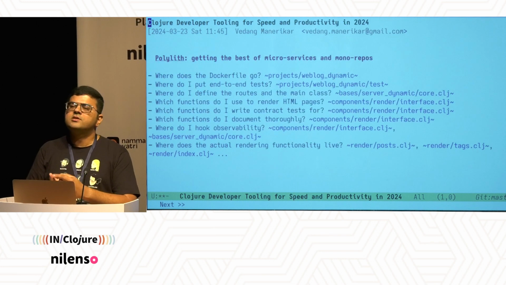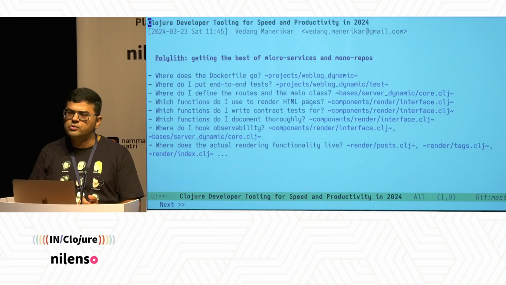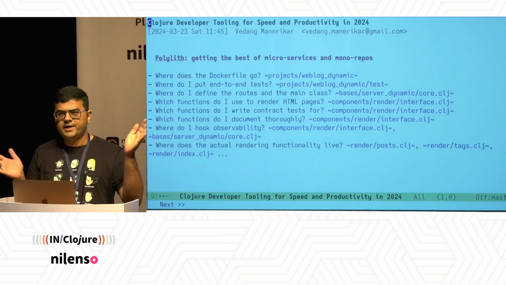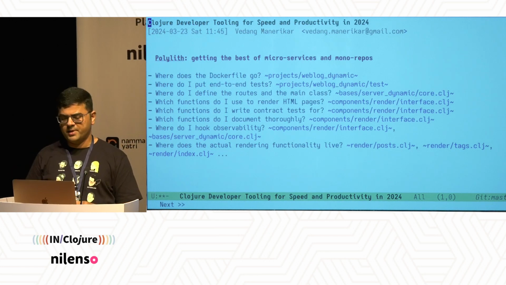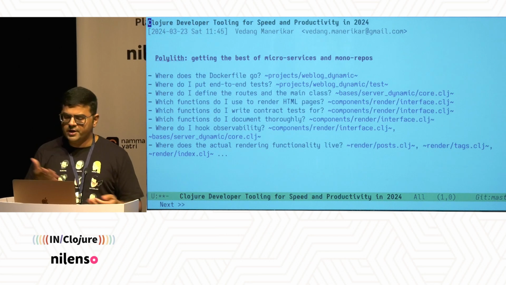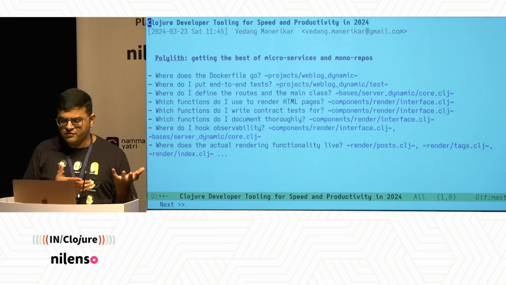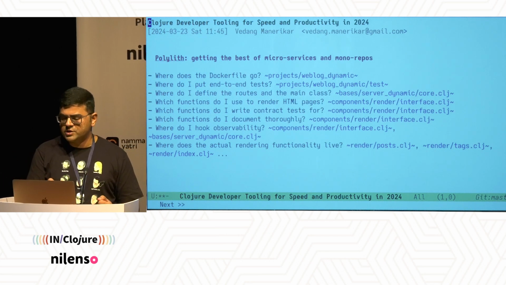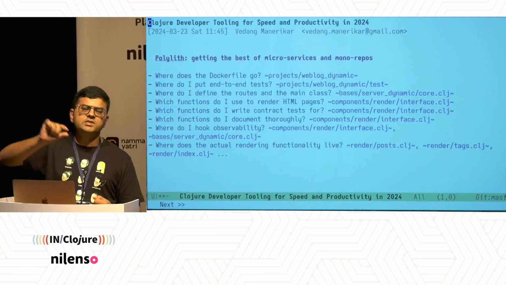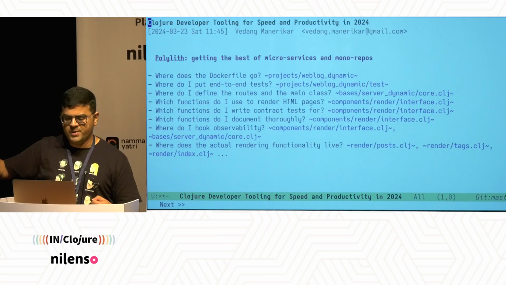So then I have answers for my questions. Where does my Docker file go? It goes into this projects folder. Where do I put my end-to-end tests for testing the entire project? It goes in projects web dynamic test. Where do I define routes? It goes in the base. Where do I write the functions to render the HTML? It goes in components render interface, just the functions. The actual functionality will be implemented somewhere behind.